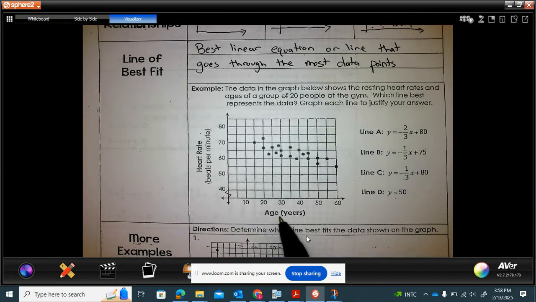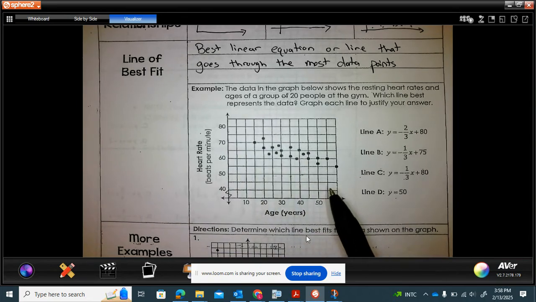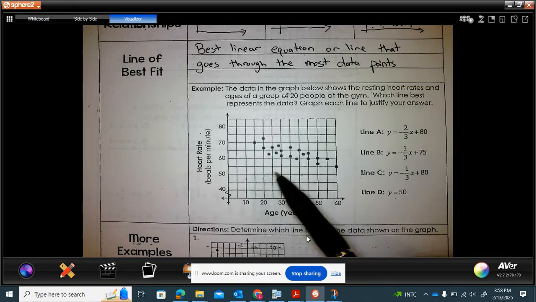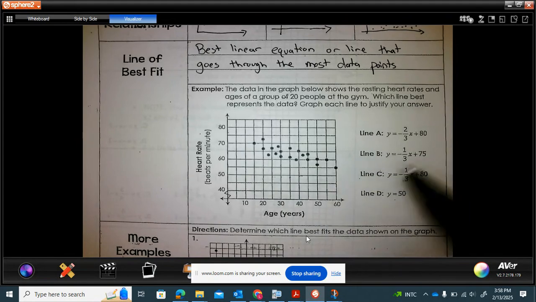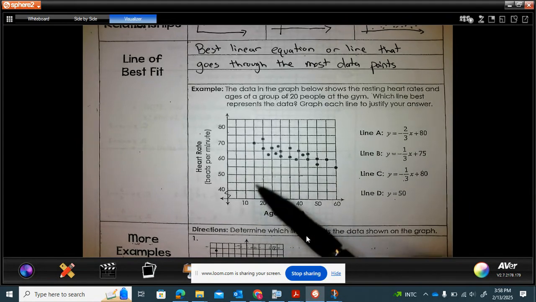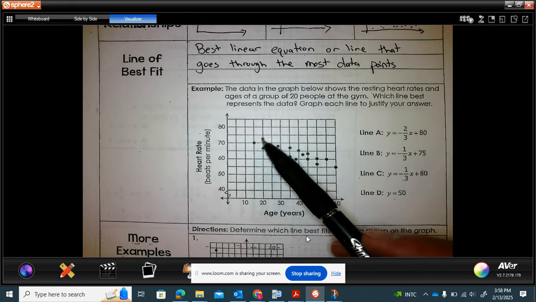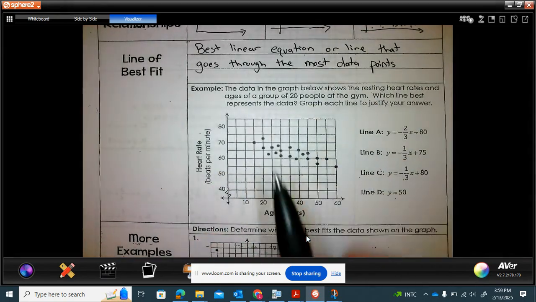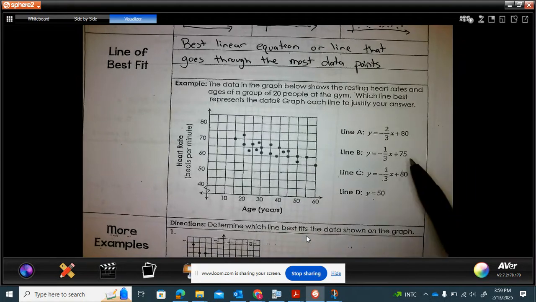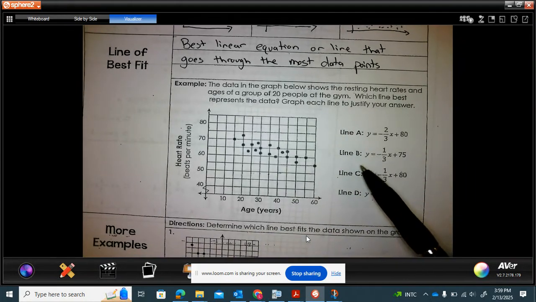You have the age, and as the age increases, you could kind of see that this would be a negative correlation. Because as the age increases, the heart rate, beats per minute, actually decreases. So what this is saying is that the younger you are, it looks like the faster your heart beats per minute. We don't have to know any of that yet. We will have to be able to interpret these. But all you have to do for this is it says, which line is the best? Is it line A, B, C, or D?